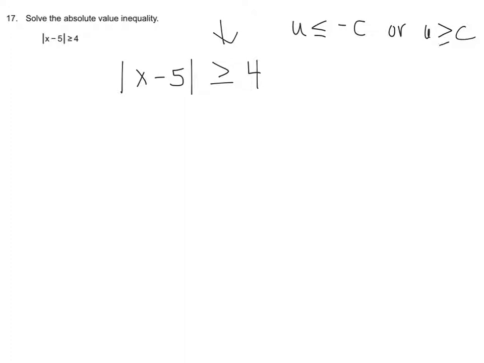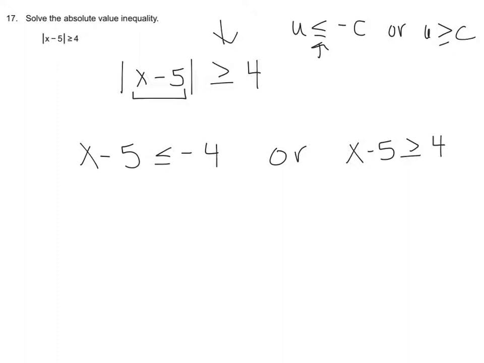So all that means is I'm going to set the expression within the absolute value bars less than or equal to negative 4, and I'm going to set it greater than or equal to positive 4. Now I included the equal to bar beneath each inequality because it was included in my original problem. Okay, now we're going to take each inequality and solve.